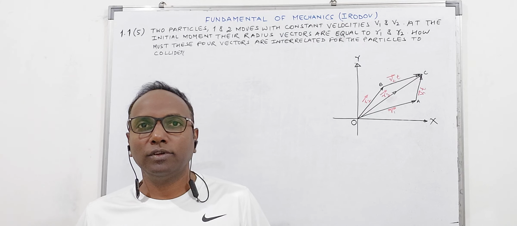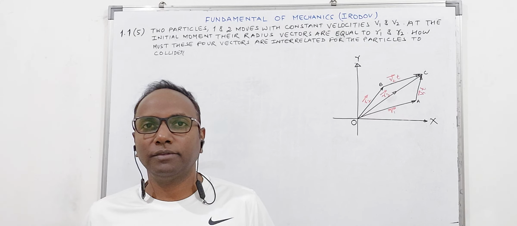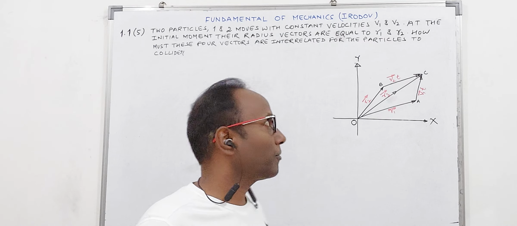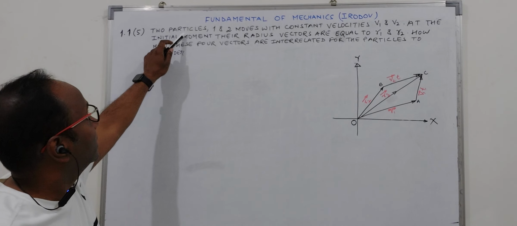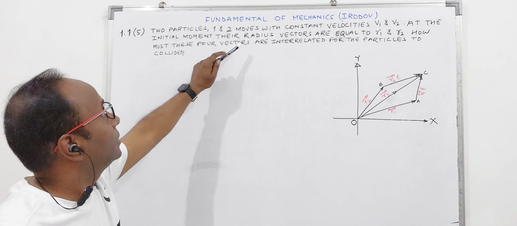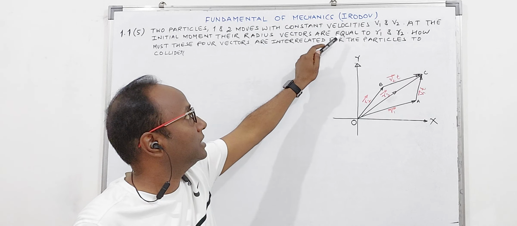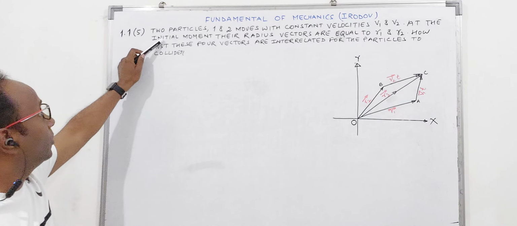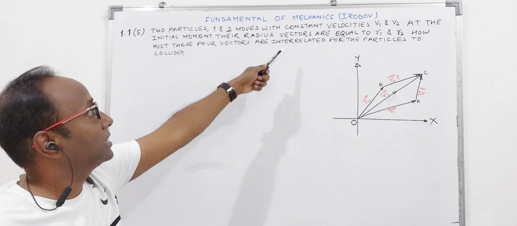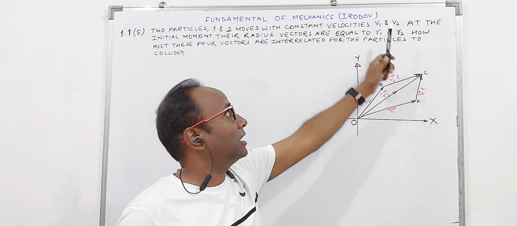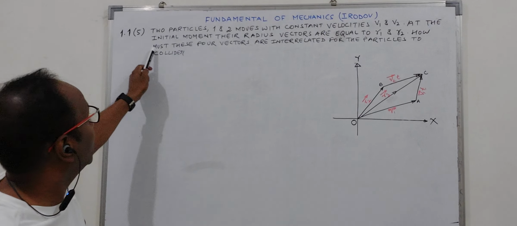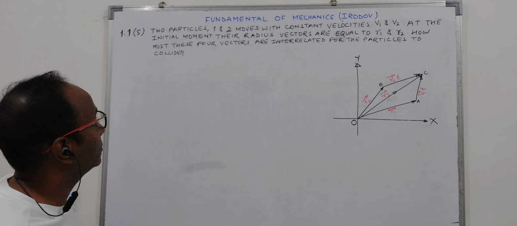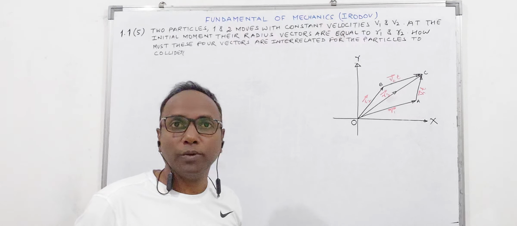Friends, so we will be discussing question number 5, section 1.1 from Irodov, and the question is: two particles 1 and 2 move with constant velocities v1 and v2. At the initial moment, their radius vectors are equal to r1 and r2. How must these four vectors be interrelated for the particles to collide? Okay?